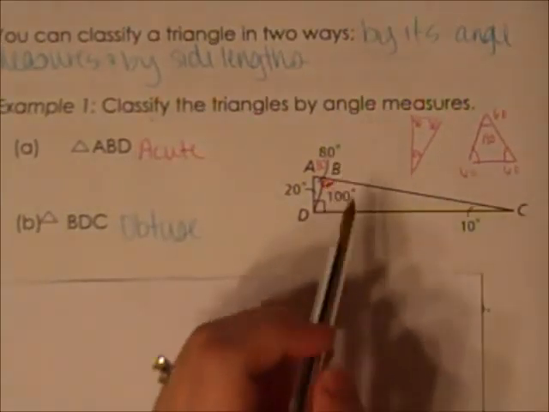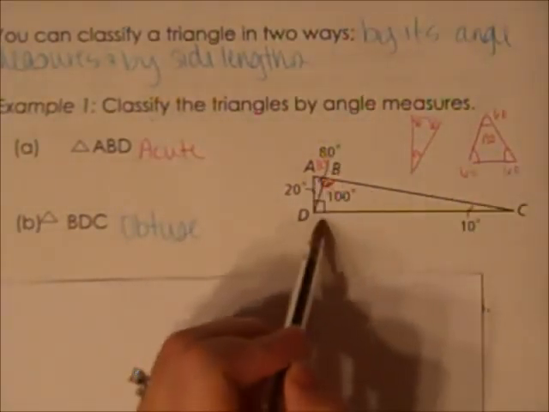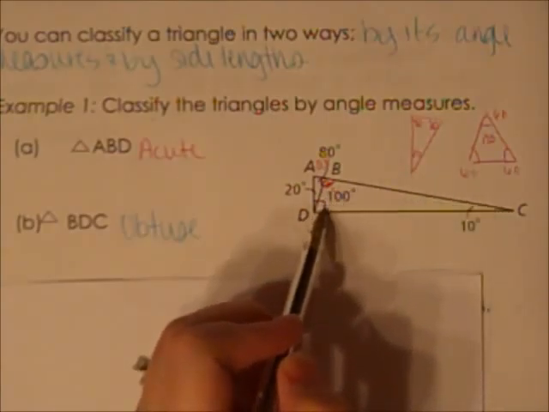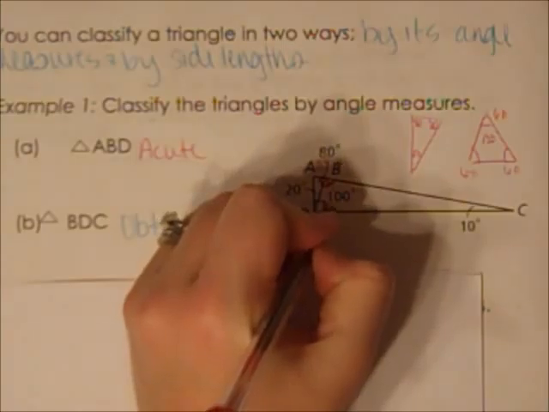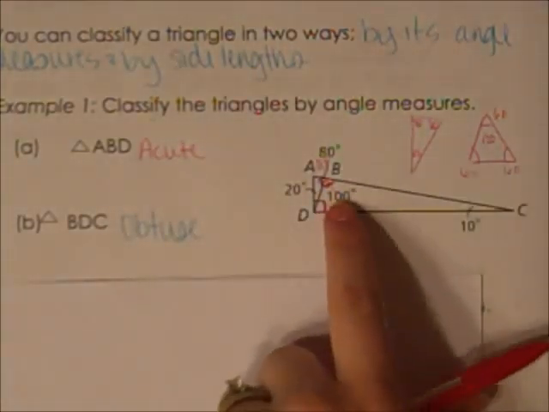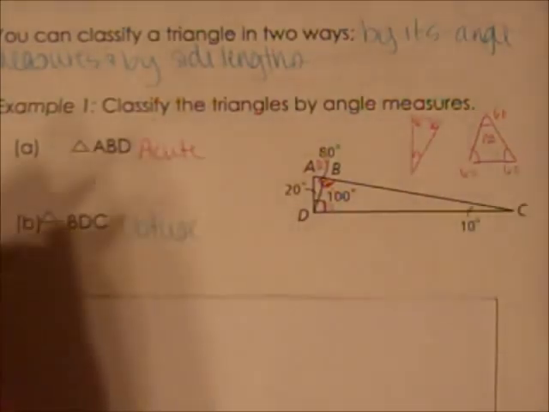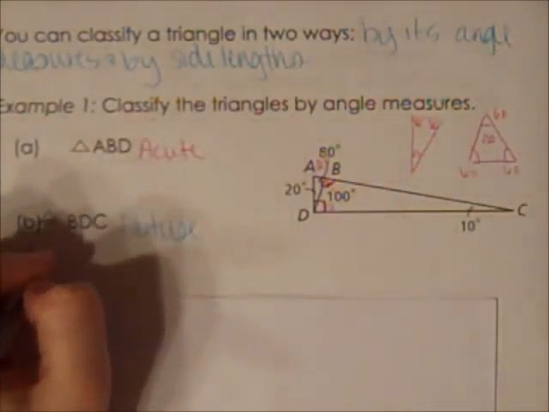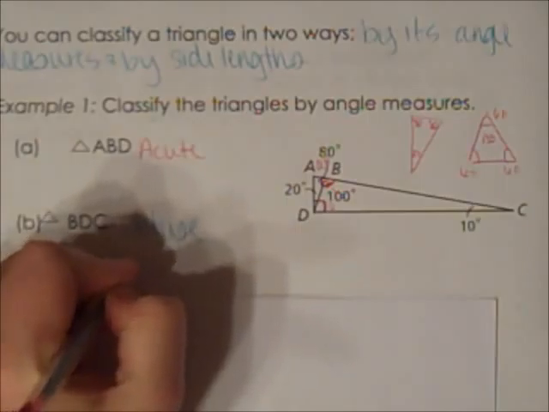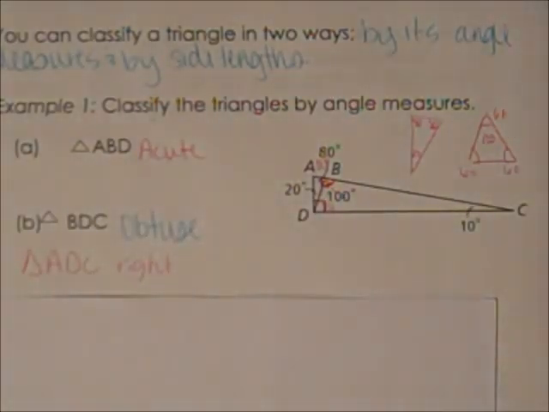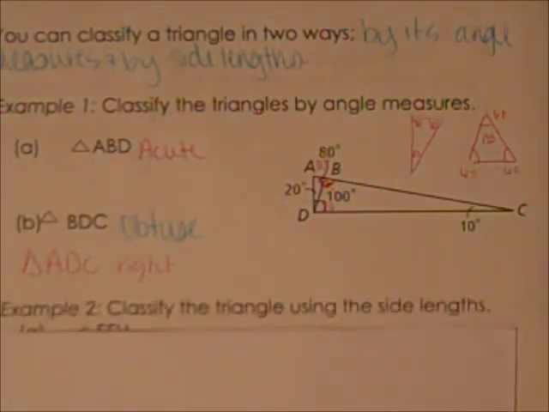Okay, so triangle BCD is here, so that's 10, that's 100, so that would be 70 over here on this side. So since 100 degrees is obtuse, then this is an obtuse triangle. Okay, I didn't ask you to, but if you also did triangle ADC, you would say that is a right triangle because angle D is a right angle. So there you've seen almost every kind right there.